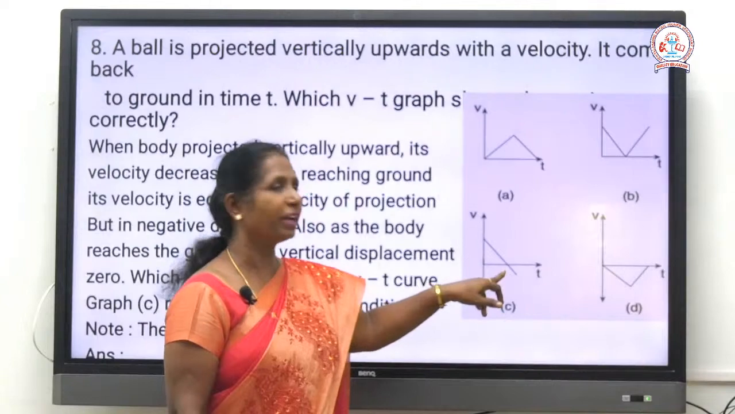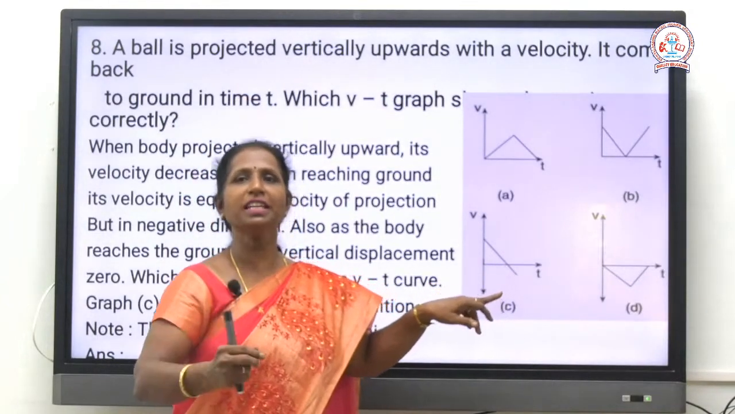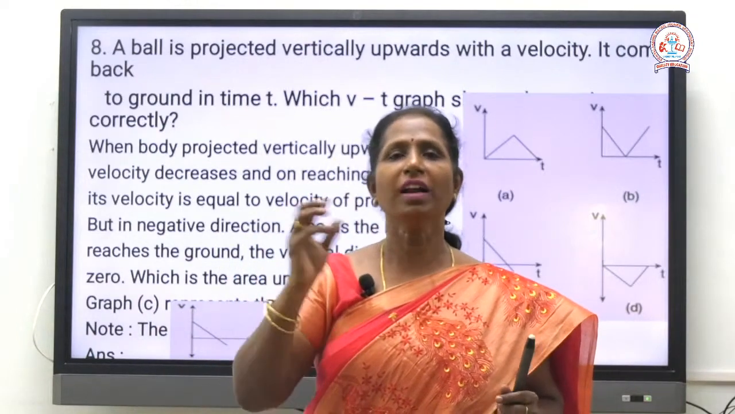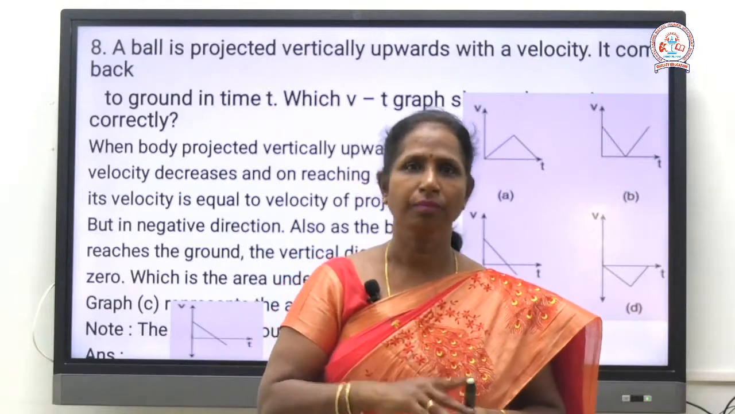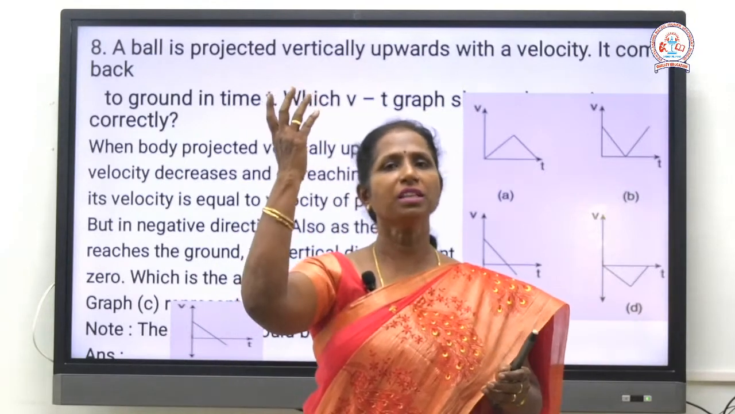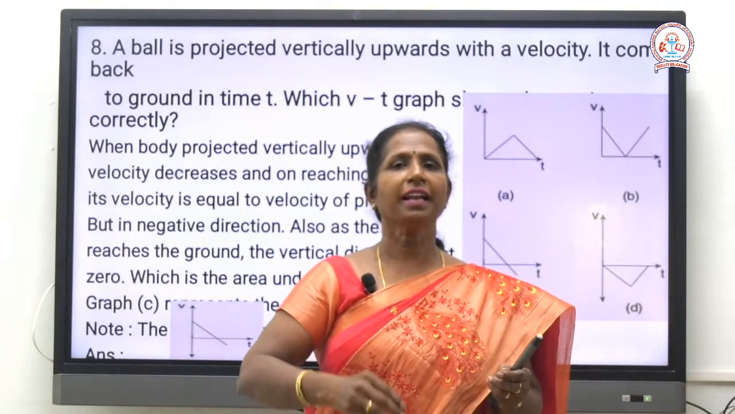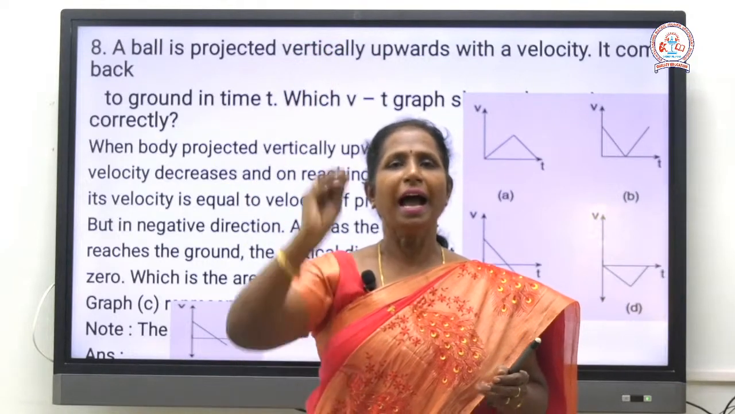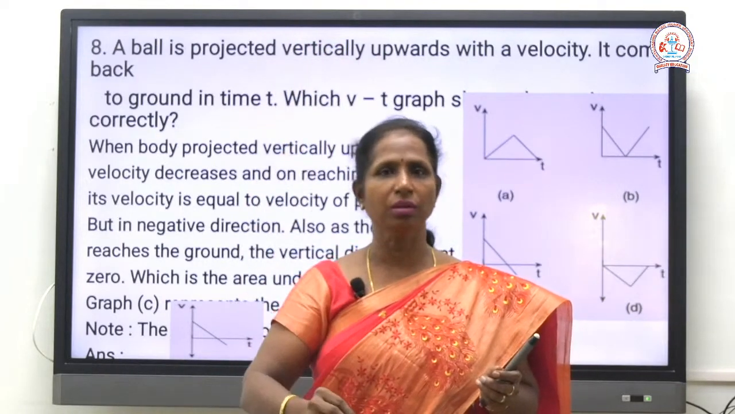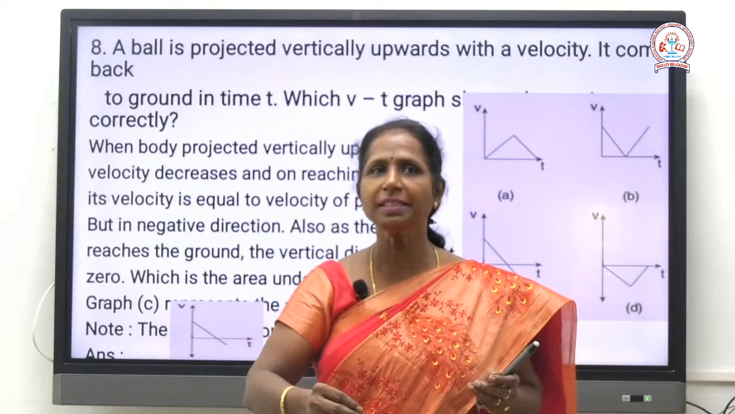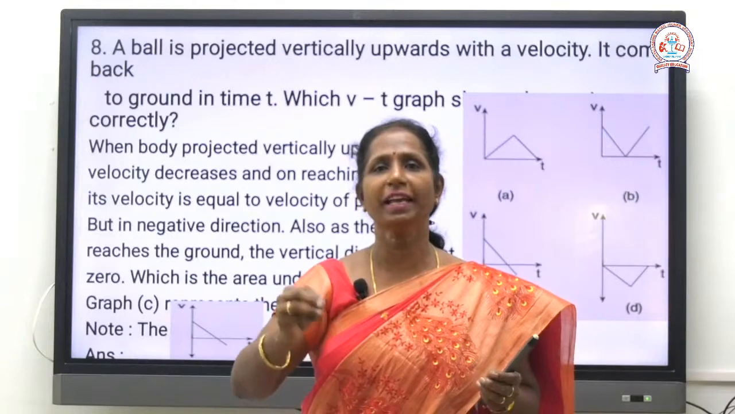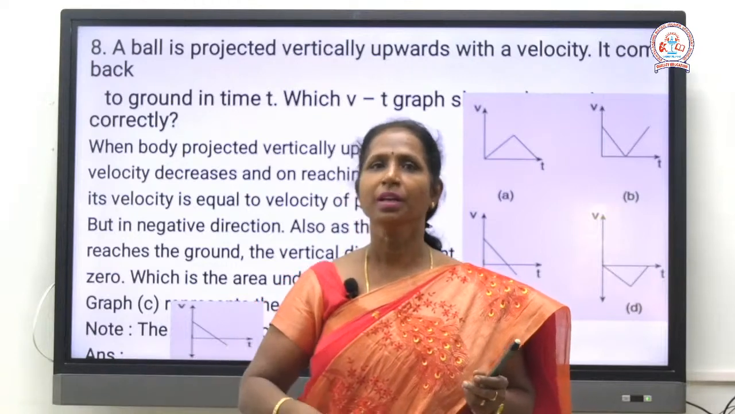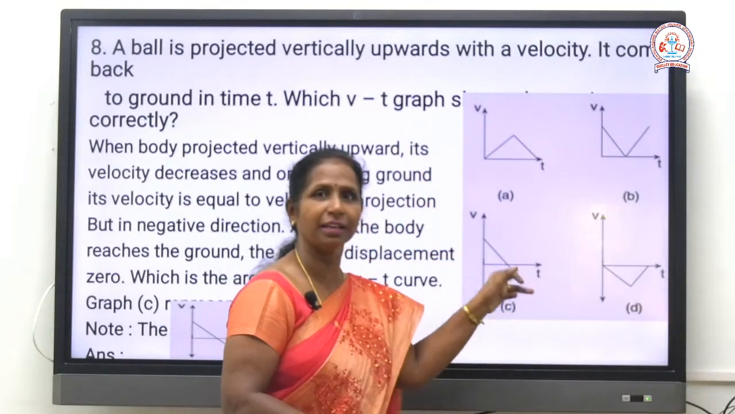And then again, what happens? When the ball comes down, velocity increases but in the negative direction. After reaching maximum height, the ball comes down, and the velocity will be slowly increasing in the negative direction. So the graph should be in the negative direction.